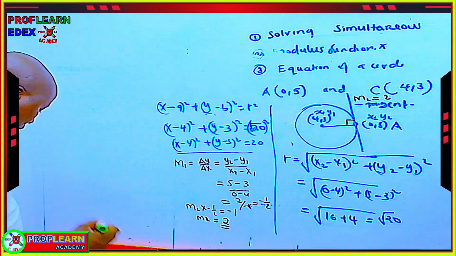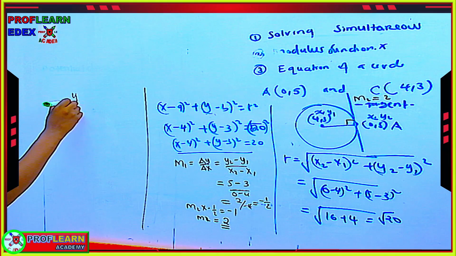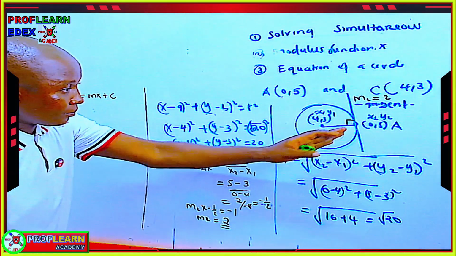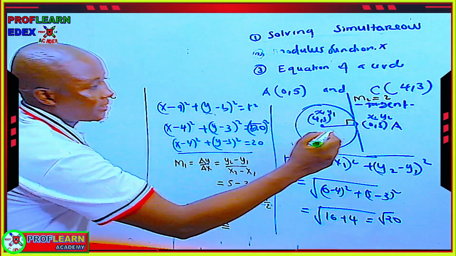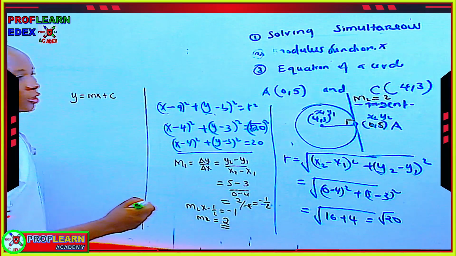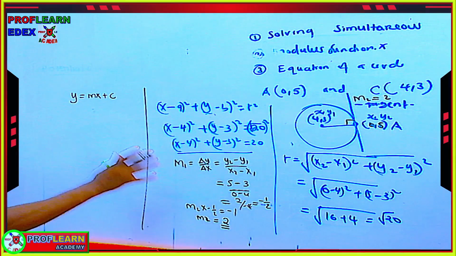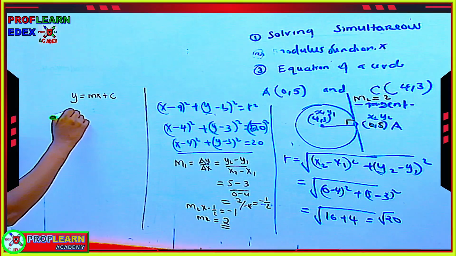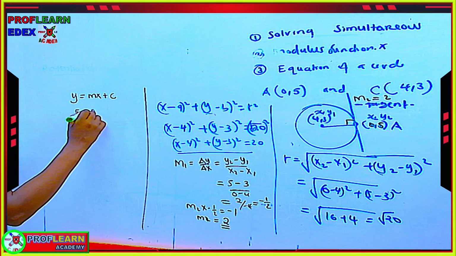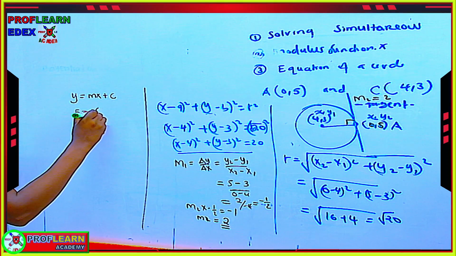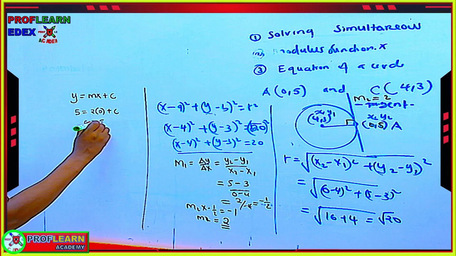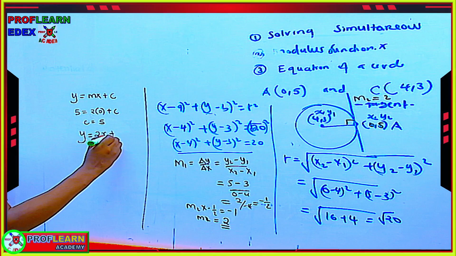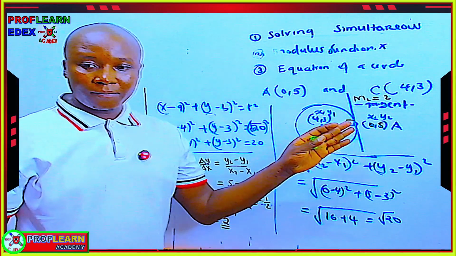So for us to find the equation of the tangent, we know that the equation of a straight line is y equals mx plus c. This tangent passes through the point (0, 5), so we can use that point to find the value of c, because we know the gradient is 2. So we say 5 equals 2 times 0 plus c, so c is equal to 5. Meaning that the equation of the tangent is y equals 2x plus 5. That is the equation of the tangent.